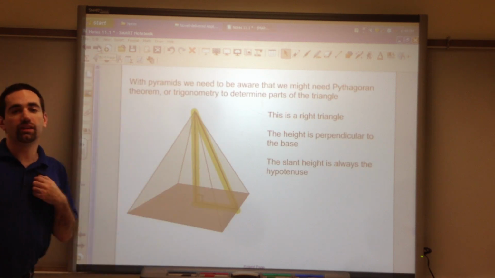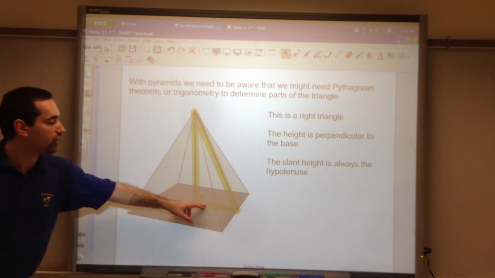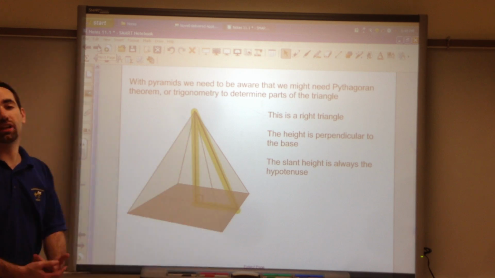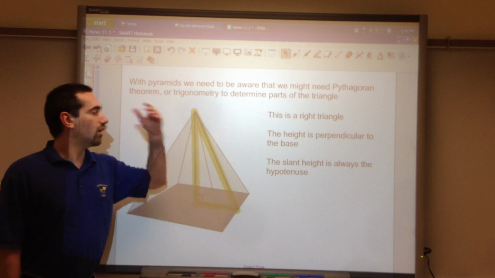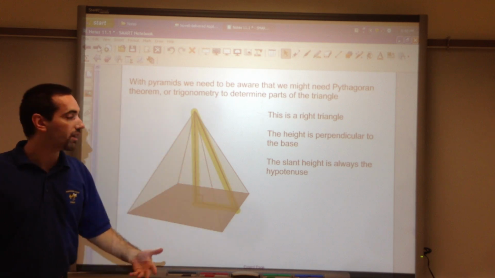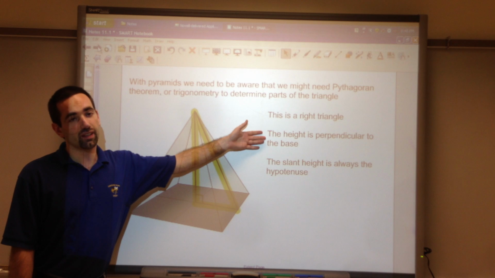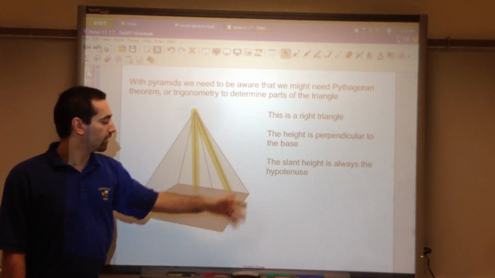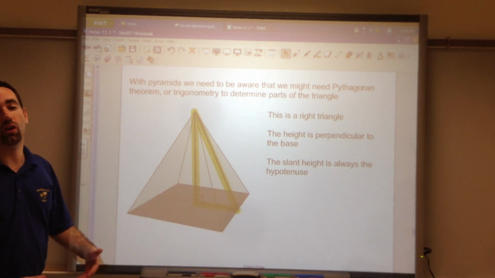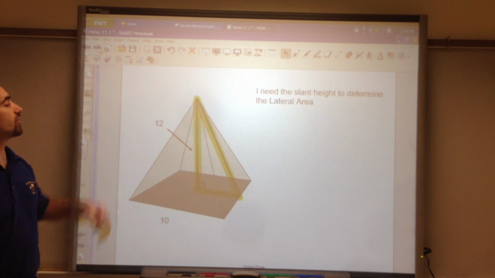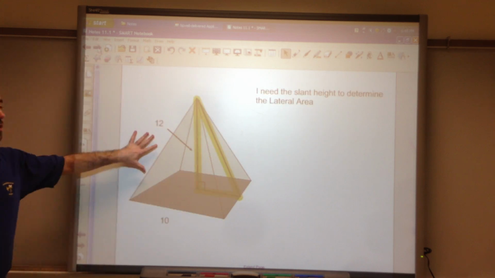Now just like with the triangular prisms, we have right triangles here, which means we could be using trigonometry and Pythagorean Theorem, because we need things like the height, the slant height. We also need the base to figure out all aspects of these. So let's demonstrate that. So here we go.